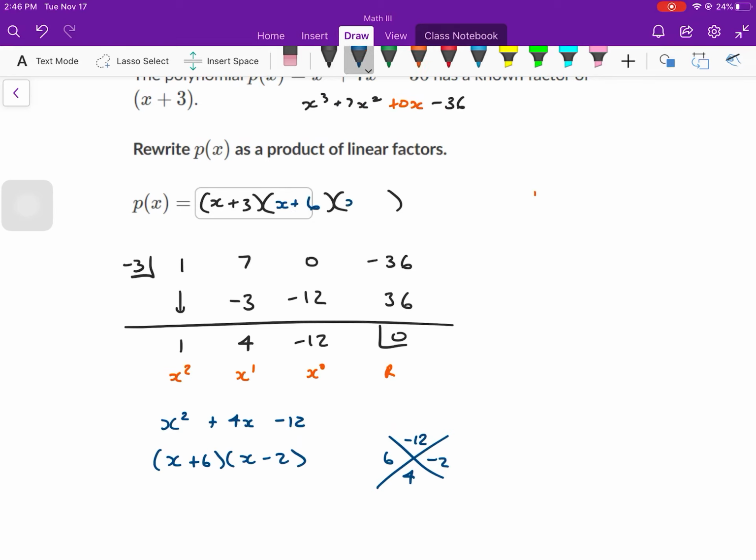Now, does it matter the order we write the factors? No. Technically, we're multiplying them, so these can be rearranged in any order. I can take this x plus 3 and move it over here if I want to. That can be put in any order. Just make sure you have these 3 factors here, and that should be correct.